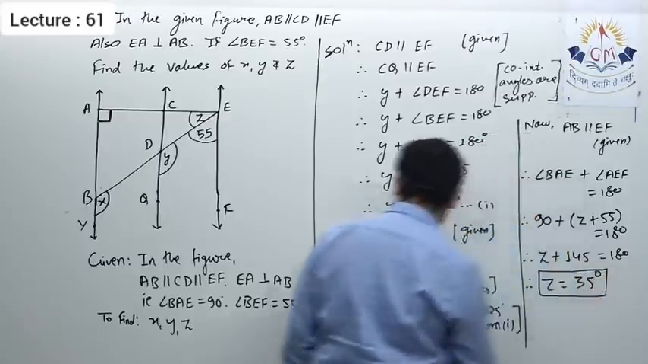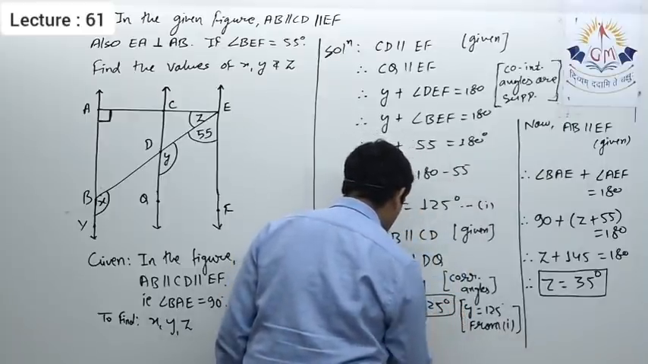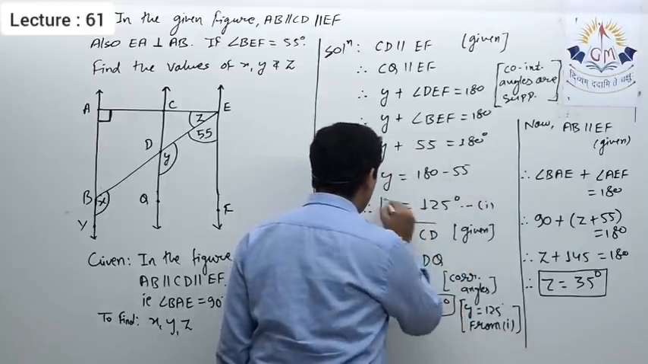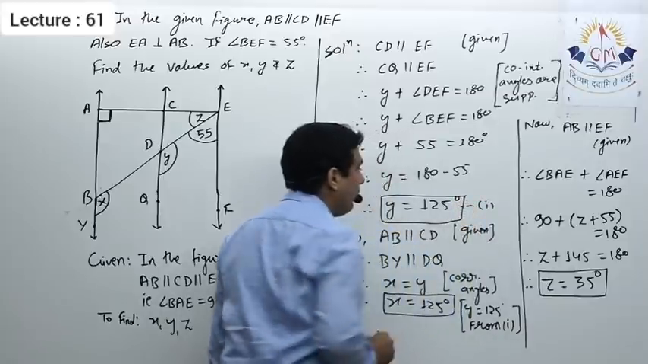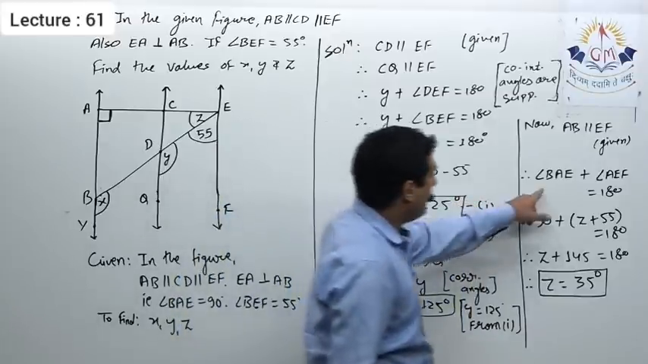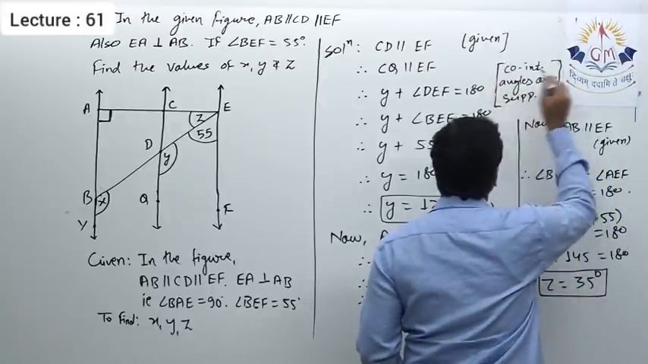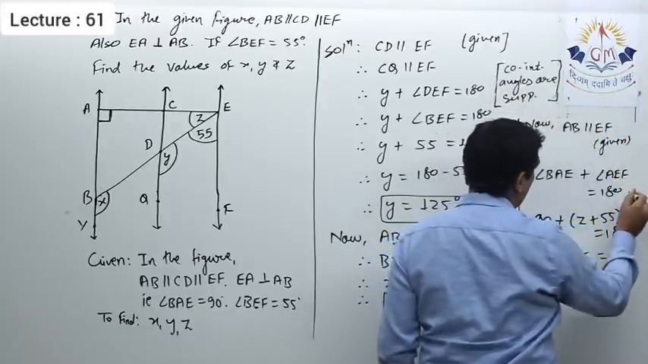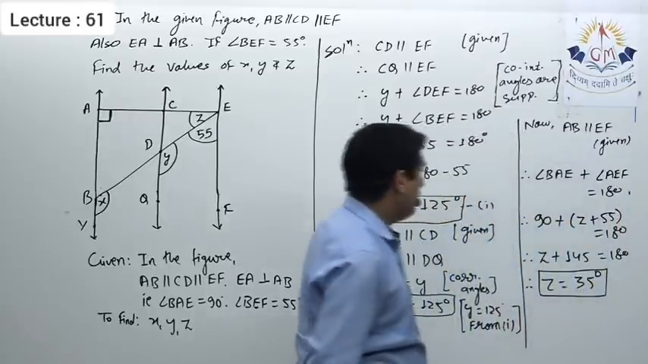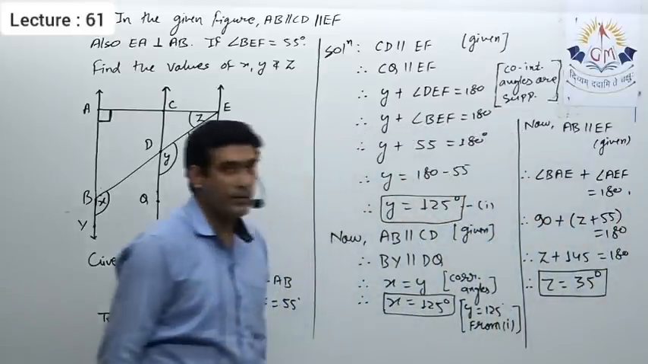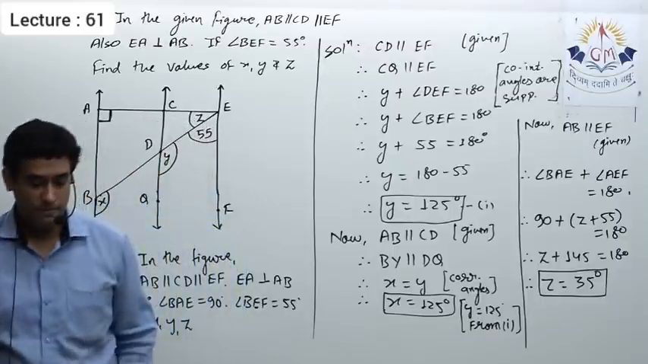So here I got the value of Z as well. So this is Z, that was X, and that was Y. So here we got the measure of all three angles. Now reason behind this, here you can write the same reason, that is co-interior angles. This reason you can give over here, Z plus 55. So this is my final answer. So please note it down.